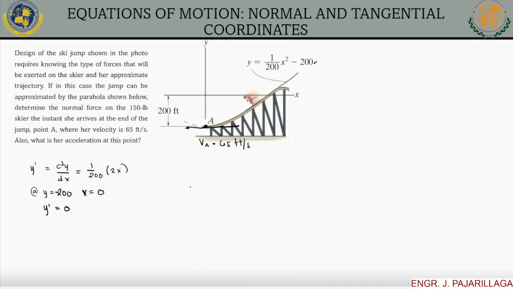So, say nandito yung skier, mahirap mag-drawing ng tao. So, ito na lang. Okay? So, ito yung kanyang AT, and then nandito yung kanyang AN. Okay? So, AN is always along the center of curvature. If this is a parabola, we can assume that nandito yung mga center of curvature niyan.